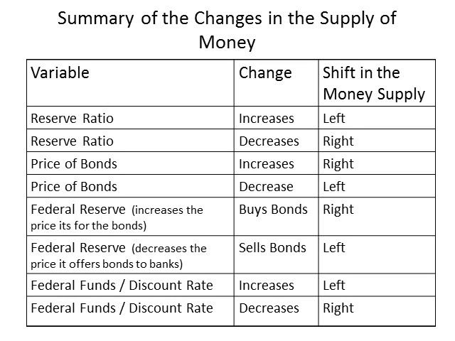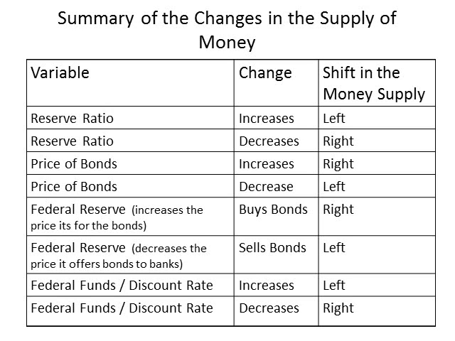If the Federal Reserve increases the reserve ratio, the money supply will shift to the left. If the Federal Reserve decreases the reserve ratio, the money supply will shift to the right. If the price of bonds bought by the Federal Reserve increases, the money supply will shift to the right. If the price of the bonds sold by the Federal Reserve decreases, the money supply will shift to the left. If the Federal Reserve buys bonds, the money supply will shift to the right. If the Federal Reserve sells bonds, the money supply will shift to the left.